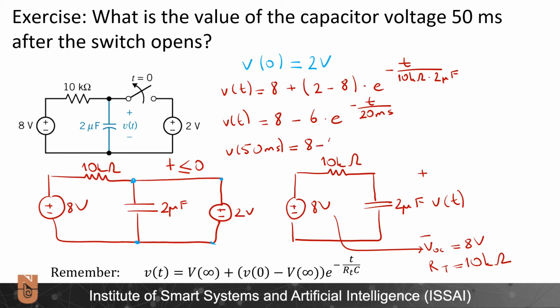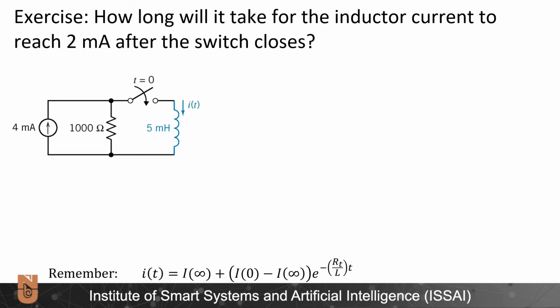8 minus 6 times e to the minus 50 over 20, which is equal to 8 minus 6 times e to the minus 2.5, and this is also equal to 7.5 volts. So basically the value of the voltage will increase from 2 volts to 7.5 volts in 50 milliseconds after the switch opens. How long will it take for the inductor current to reach 2 milliamperes after the switch closes?